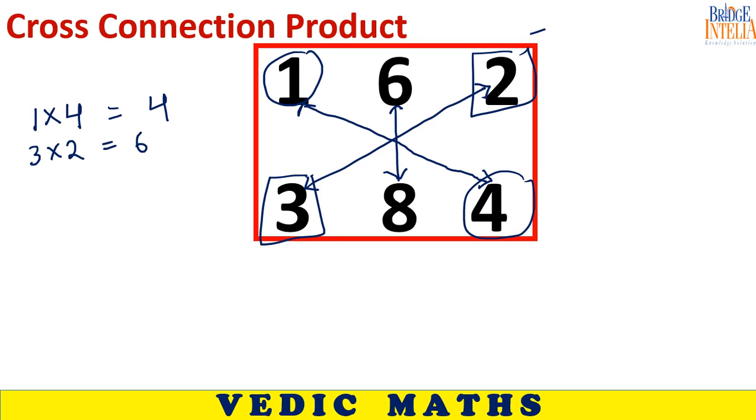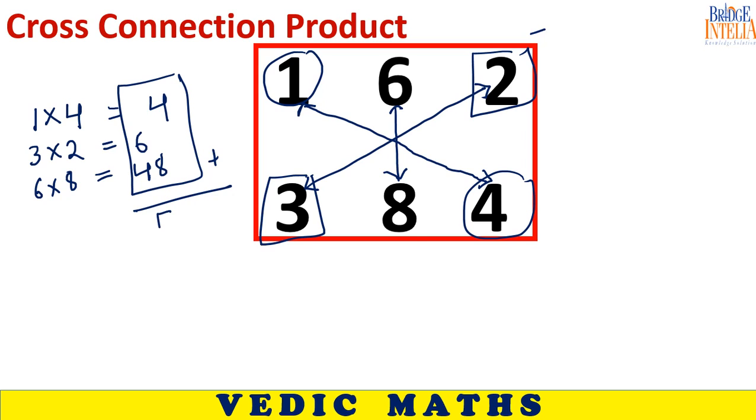And finally 6 and 8 are also connected, so 6 8s are 48. For the cross connection product, you have to add this up: 4 plus 6 plus 48, which is 58. So 58 is the cross connection product of these six numbers, or you can say three columns of numbers.